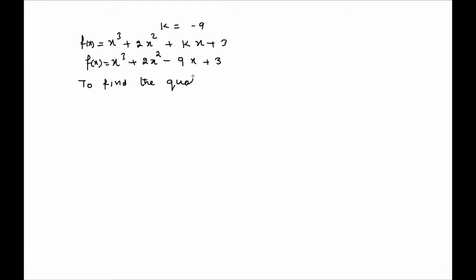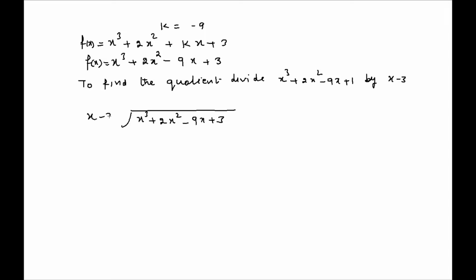Now k is equal to minus 9. So f(x) is x cube plus 2x square plus kx plus 3. Substitute the value of k. So we'll have the polynomial x cube plus 2x square minus 9x plus 3. Now the next step is I am to find the quotient. So to find the quotient, divide x cube plus 2x square minus 9x plus 3 by x minus 3.